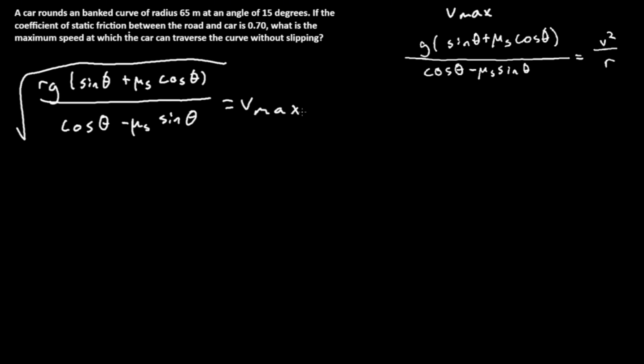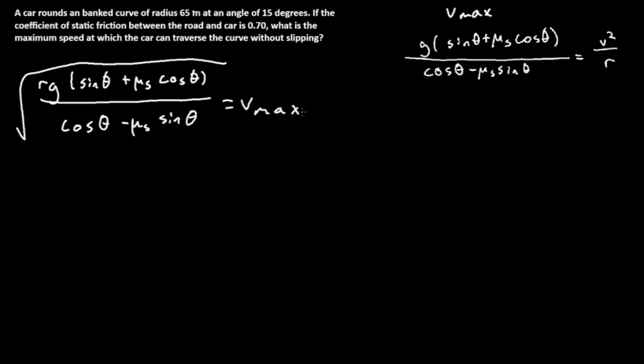Now, again, if this question asks for v min, you would just change the signs on these trig functions. So this would be minus and this would be plus, before the car would just fall right into the curve. Actually, most of the time that wouldn't even happen. Okay, but whatever. We're asking for the maximum velocity in this case.